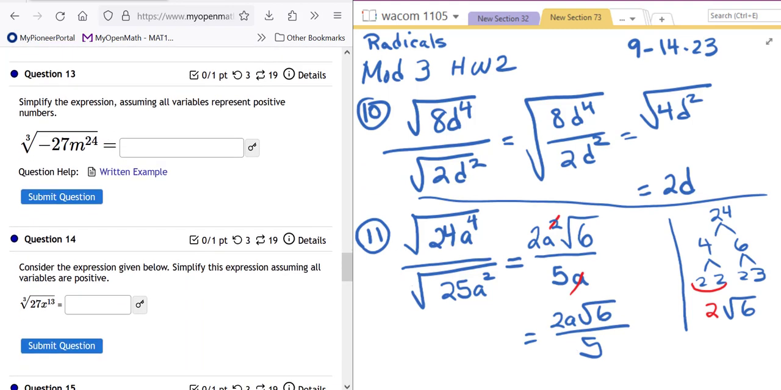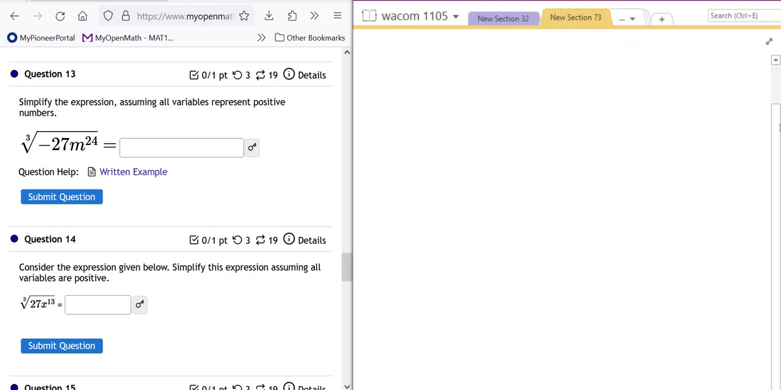All right, let's go to 13. And if you guys have a question, it's fine to stop me as we go. This session is for you. So you let me know if you have questions.